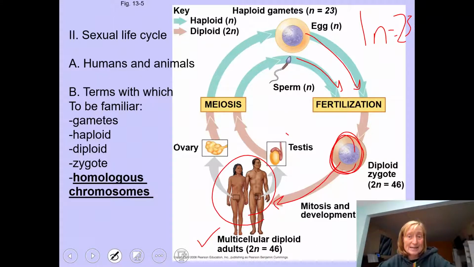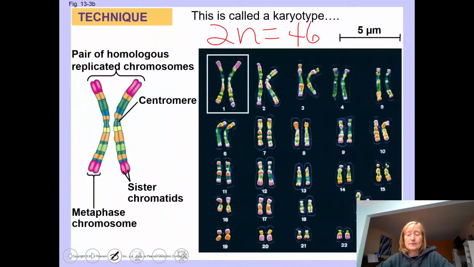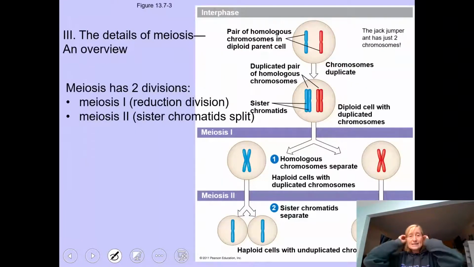Those are the terms we're going to need to know. We're going to focus in Chapter 13 on meiosis. The details of meiosis look something like this. This is just an overview. Remember, in meiosis, one cell is going to give rise to 4 genetically different cells that are haploid, that have half the genetic material. And so this is a picture of how meiosis occurs.